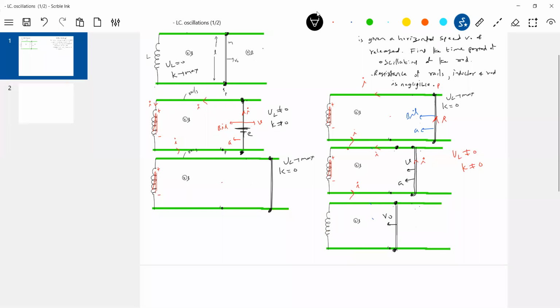This is at t equal to 0. This is at t equal to T by 4. This again is at t equal to T by 4 only, to show that the flux across the coil starts collapsing. Then this is at t equal to T by 2. Here what is the kinetic energy? Maximum. The energy in the inductor will become 0.